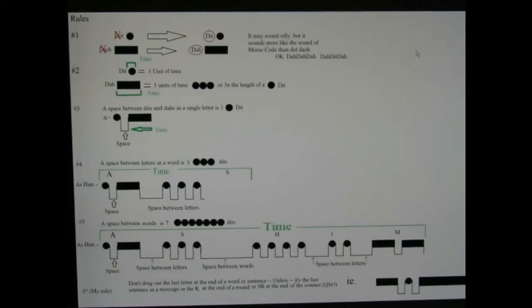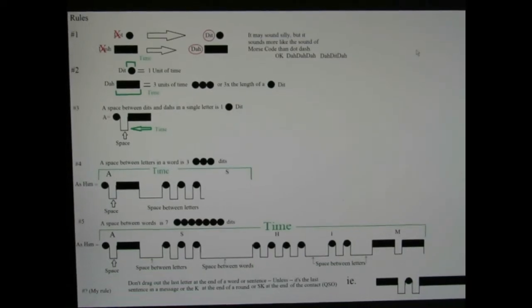Okay, these are, if you want to call them, rules. They're actually timing guidelines for Morse code. We'll start with number one. You have a dot and a dash, but we're not going to call them dots and dashes. We're going to call them dits and dahs. It sounds kind of silly, but it sounds more like the sound of Morse code than a dot and a dash.